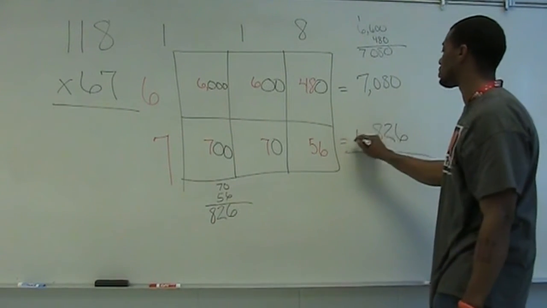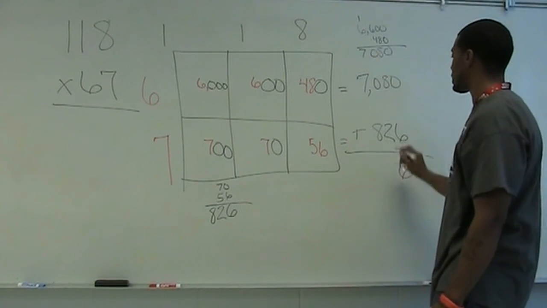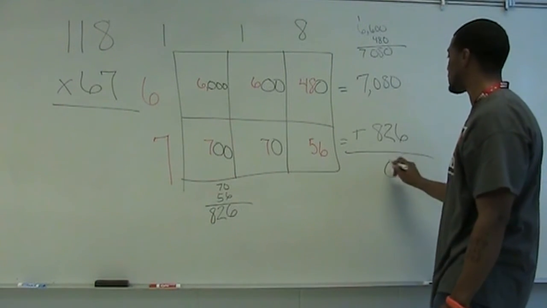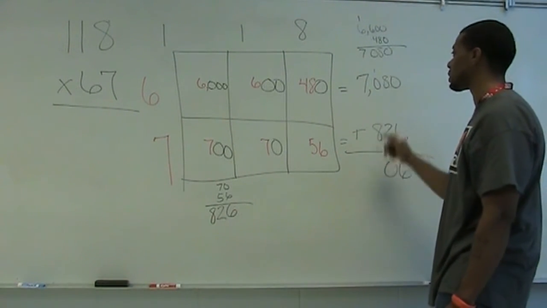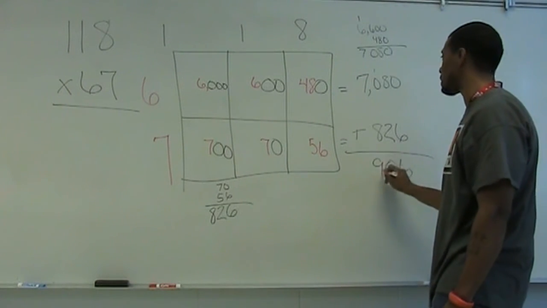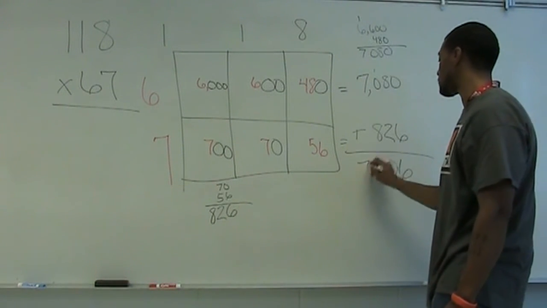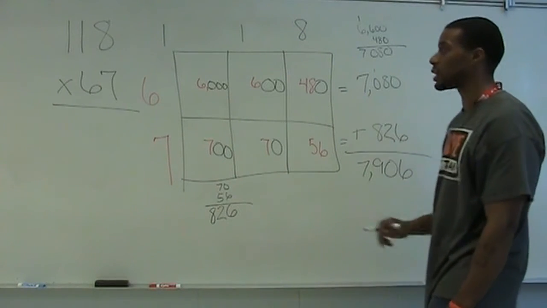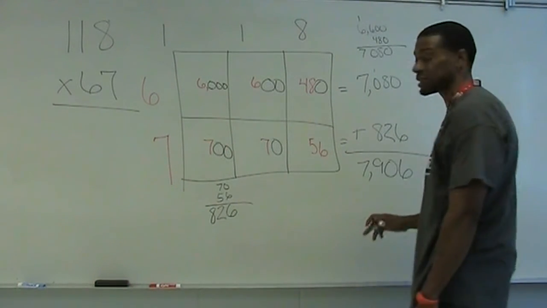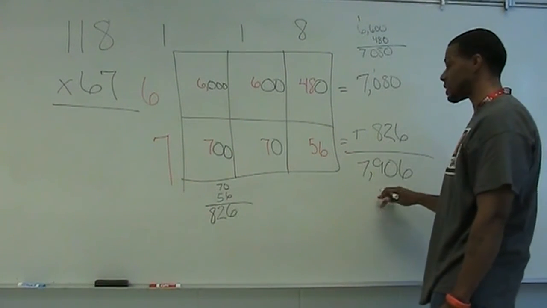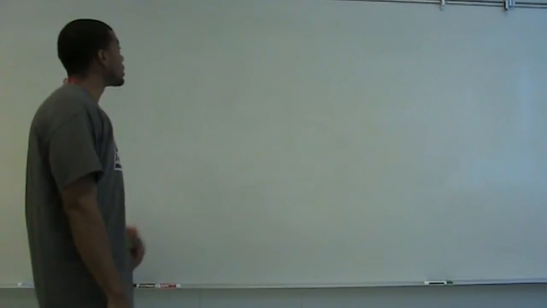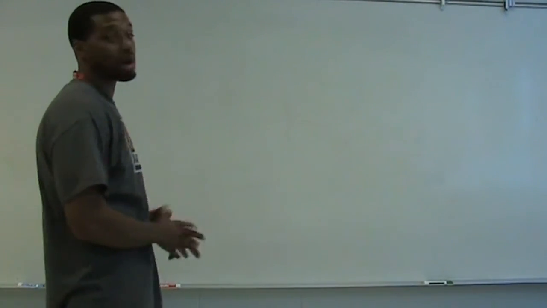6 plus 0 is 6. 8 plus 2 is 10. Regroup, bring up the 1. 8 plus 1 is 9. And then 7 plus 0 is 7. This lets me know that 118 times 67 is 7,906. The next one we're going to do is a 3-digit by a 1-digit number.